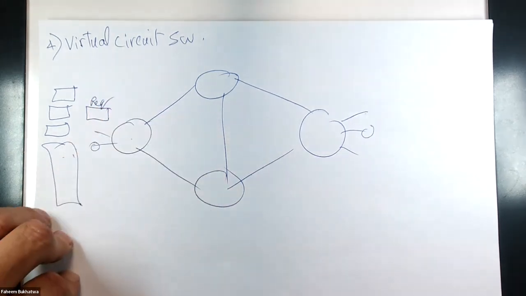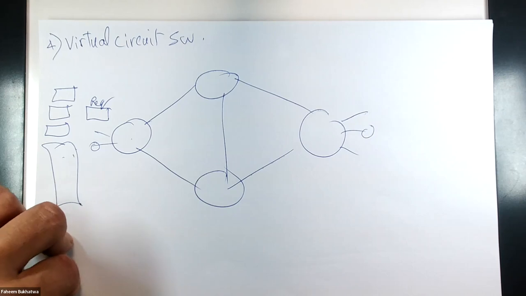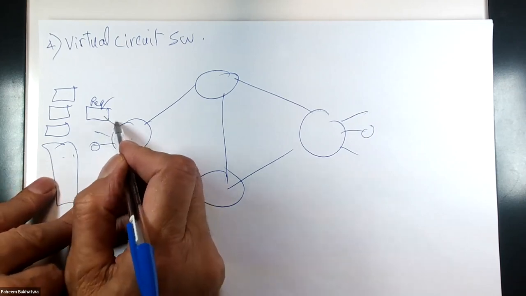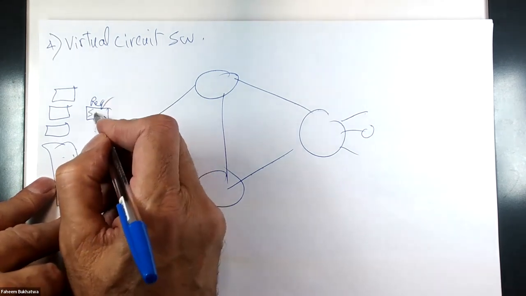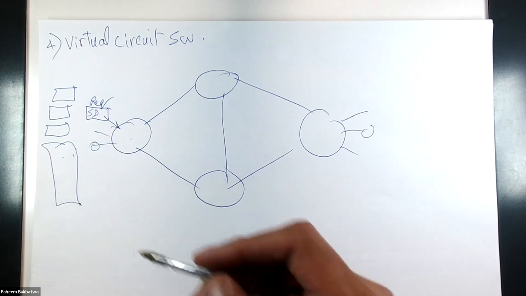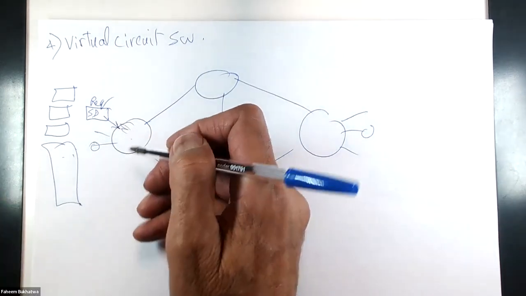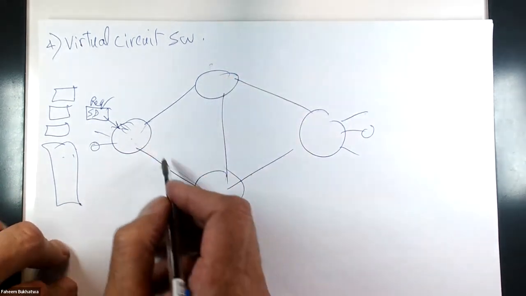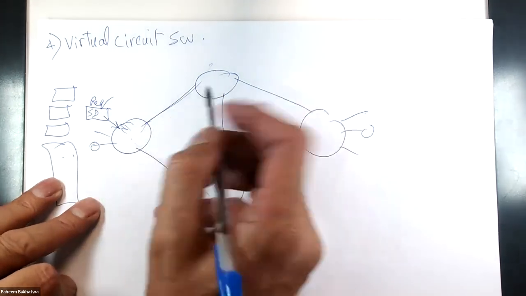So you must call the final destination, saying, I want to talk with you, I want to send you some message. When you send that call request, you put the source address and destination address. You need the addresses. So the router takes that packet and says, right, what's the best way to route this? I can send it to that router or that router. So I'll send it, for example, to this router.